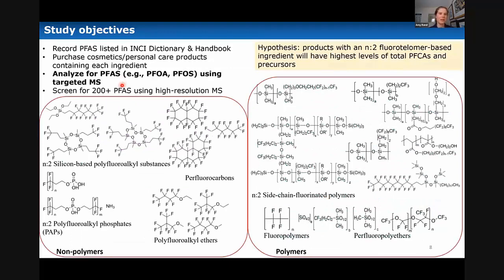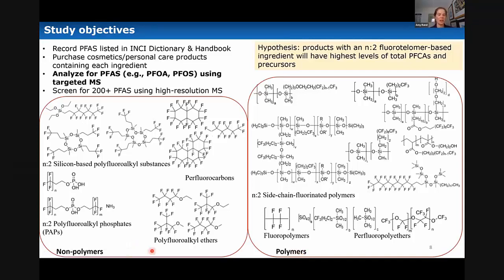The third objective was to analyze for PFAS, like PFOA and PFOS, as well as other primary PFAS, using targeted LC-MS. But prior to analysis, we first decided to categorize these INCI ingredients in order to generate any potential hypothesis. And so the ingredients could be split between non-polymers and polymers, and this was loosely based off of the characterization given by the Robert Buck paper in 2011.